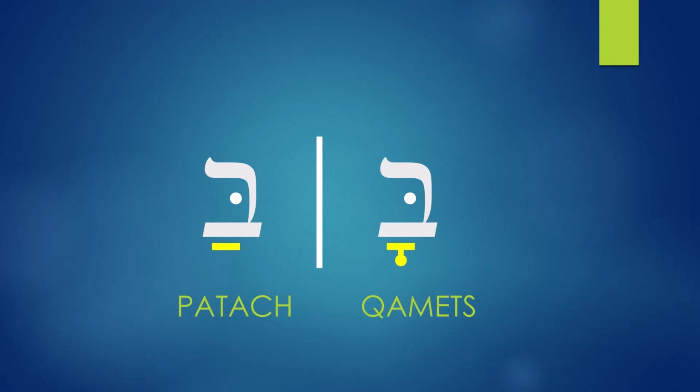And again, remember the importance of the dagesh. Without the dagesh, we will read the first one as va. And with the dagesh, it's going to be read as ba. So the dagesh is going to influence how we read the begat kefat letters. You need to know the begat kefat letters, and you need to know how they are pronounced when they have a dagesh and when they don't have a dagesh, when they have a dot and when they don't have a dot.